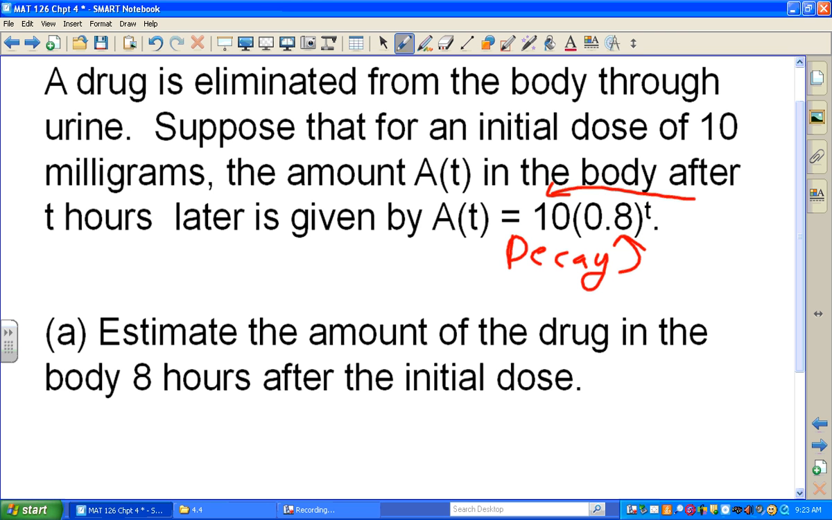Well, in the problem, what's it represent? The initial amount, right? If I were to put this on a graph at time equals 0, the amount in the bloodstream is 10 milligrams, isn't it? 10. That's how much you're starting with. And it goes down like this.